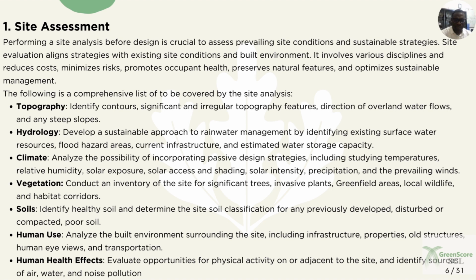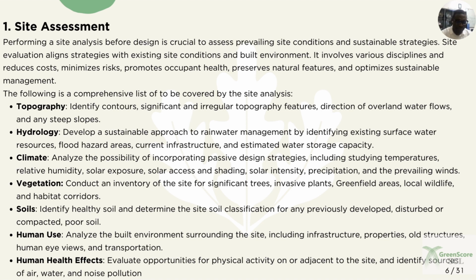Three, that must be included in the site analysis report is the climatic conditions, which essentially is to drive the possibility of incorporating passive design strategies, including taking a study of the temperature, the relative humidity, solar exposure and access, intensity of precipitation, and also the prevailing winds. Every component of the climatic conditions can inform decision making when it comes to design.